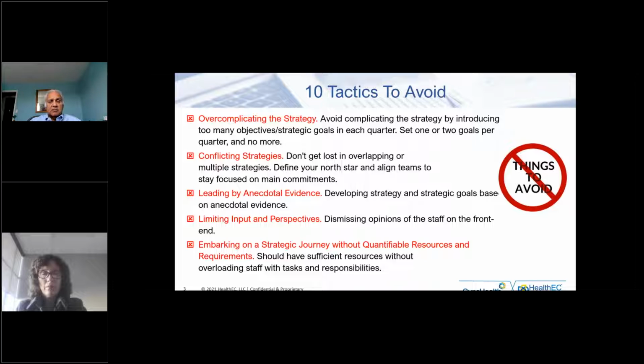Do not limit the perspectives of the frontline staff. You must engage the frontline staff, which is the nurses, the registration folks. Remember, they are the face of the practice. They are the face of the ACO for the patients. So make sure you include their input in how the strategic goals are selected, as well as how they are articulated back to the rest of the provider community.